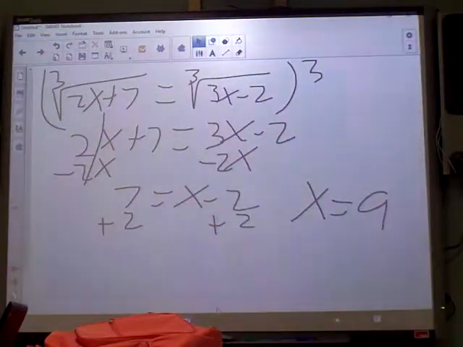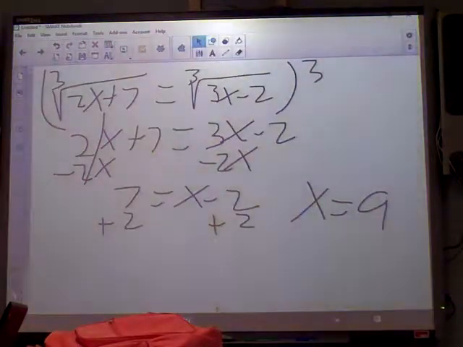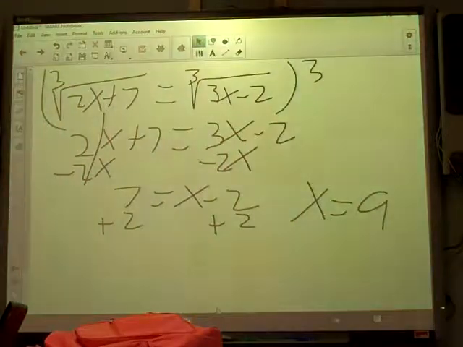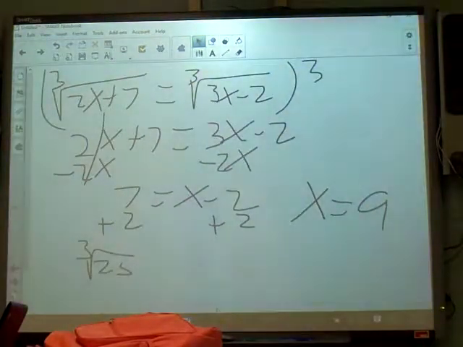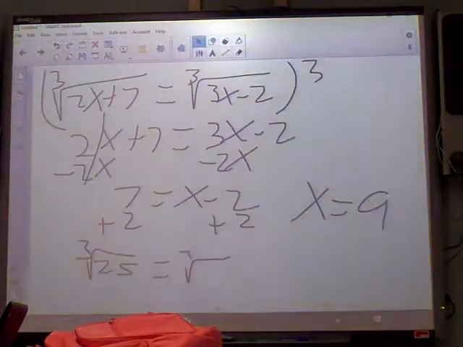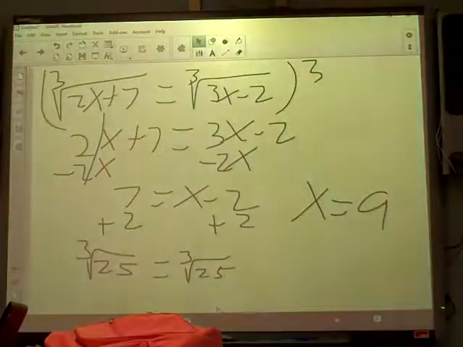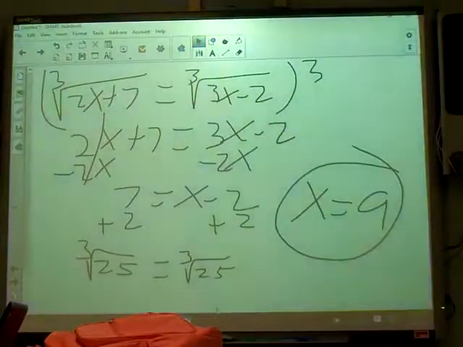2 times 9 is 18. 18 plus 7, 25. Is that right? Cube root of 25. That's not a perfect cube. I don't know what the cube root of 25 is. So I'm just going to leave it as the cube root of 25. Okay, on the right side, 3 times 9 is 27. 27 minus 2 is 25. So I've got the cube root of 25 is equal to the cube root of 25. Even though I don't know what the cube root of 25 is, it's true. It has to equal itself. So 9 worked, and that's your answer.